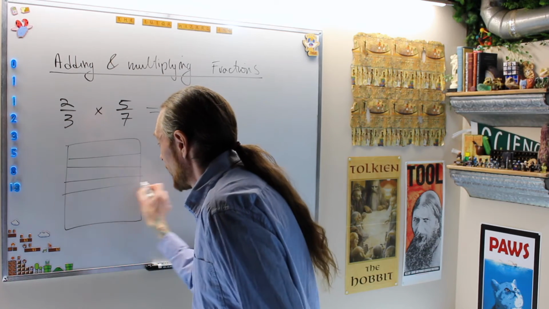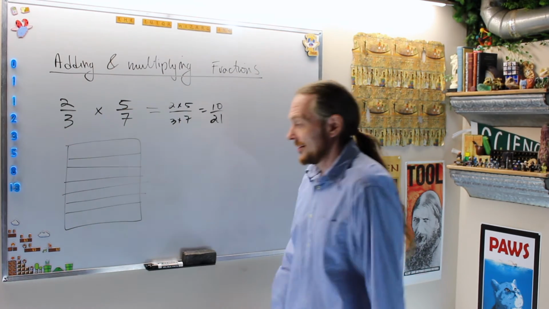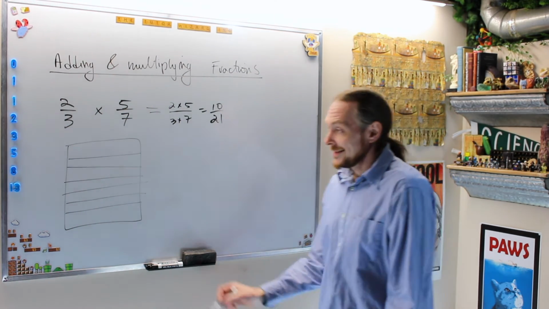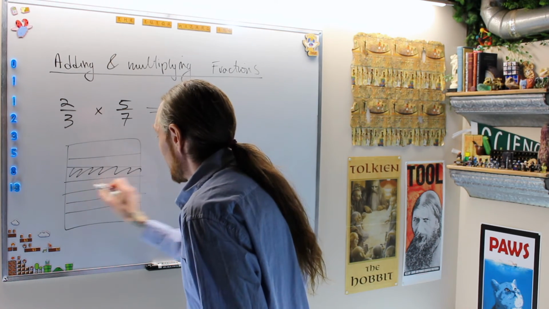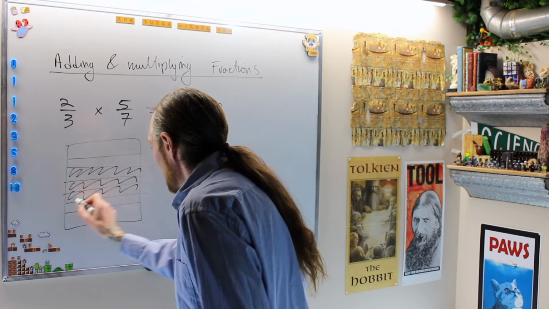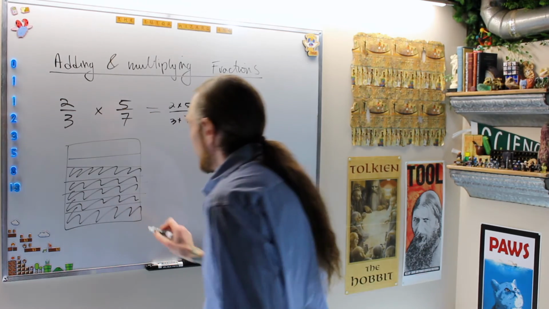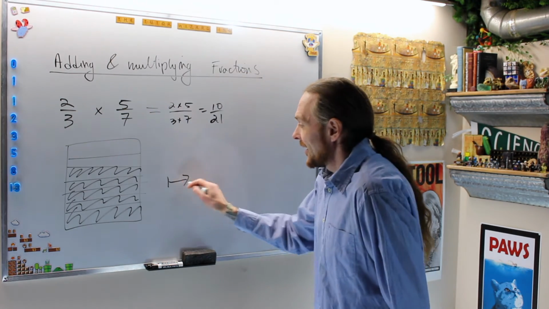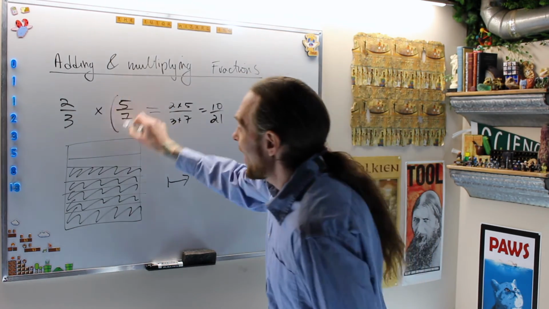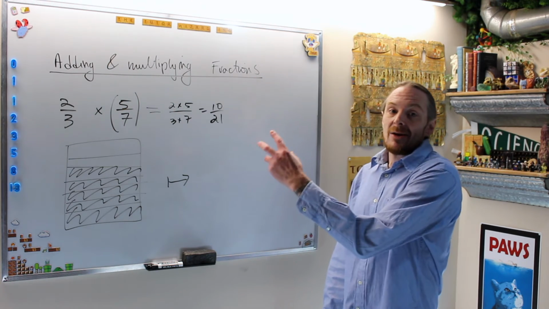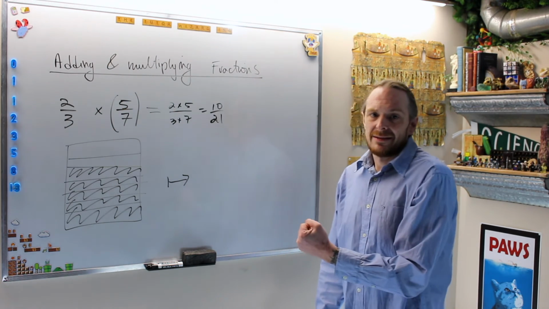2, 3, 4, 5, 6. Not to scale, but those are close enough. And then it said I get 5/7 of that, so I get these pieces. But from that, it now says, of that 5/7, I now get 2/3 of that.